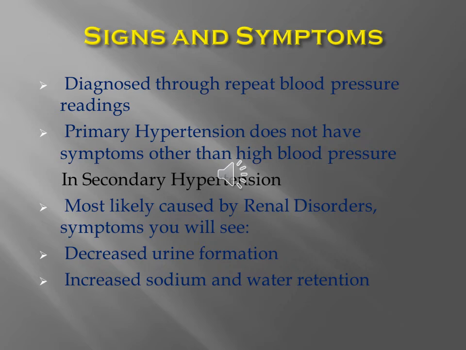Hypertension has some signs and symptoms. It is diagnosed through repeat blood pressure readings. Primary hypertension does not have symptoms other than high blood pressure. In secondary hypertension, most likely caused by renal disorders, symptoms you will see are decreased urine formation, increased sodium and water retention.